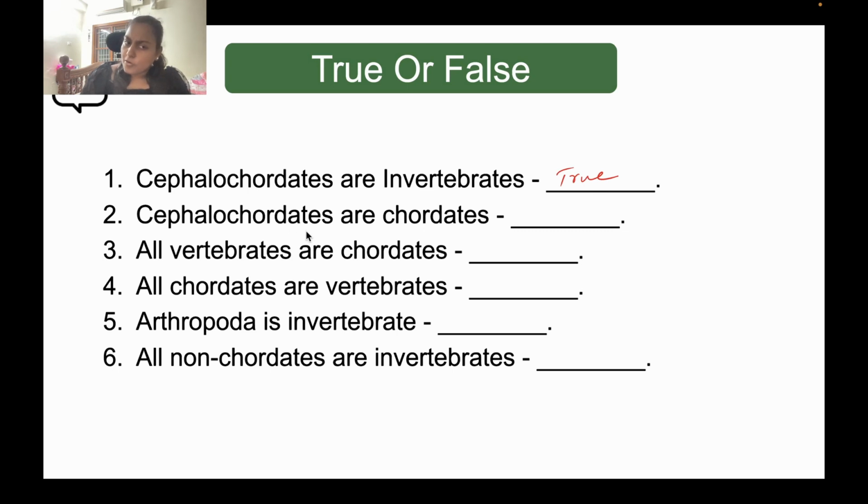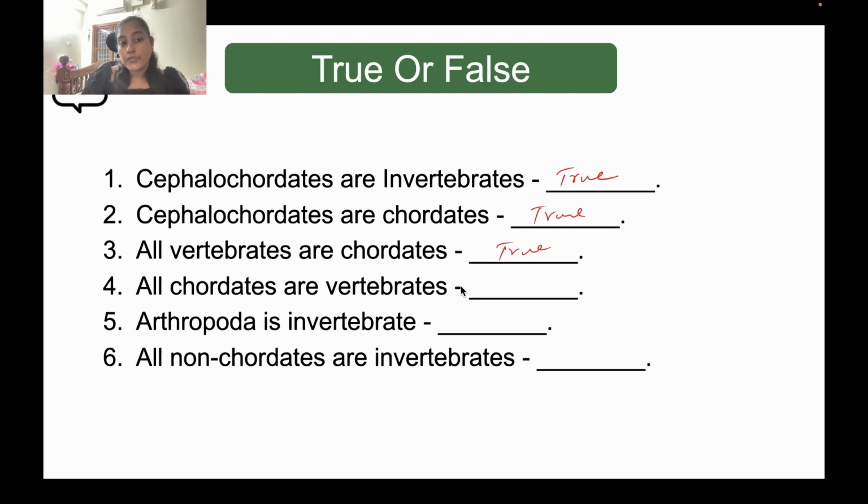But Cephalochordates, are they chordates? Yes, of course, true, right? Under chordates only you have Invertebrata and Vertebrata. So definitely they are chordates because they have a notochord. All vertebrates are chordates, is it so? True. Correct. Because under chordates only you are learning the invertebrates and the vertebrates, which have the notochord. So it's true.